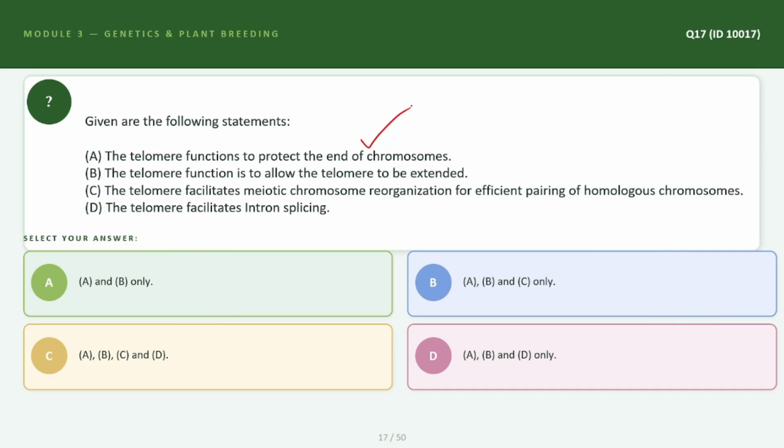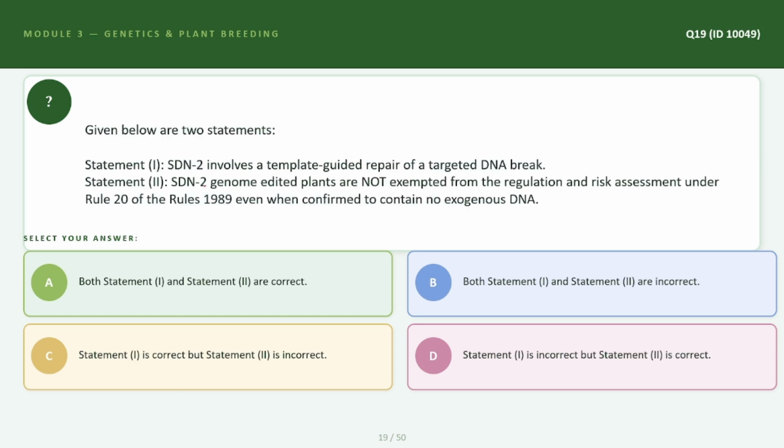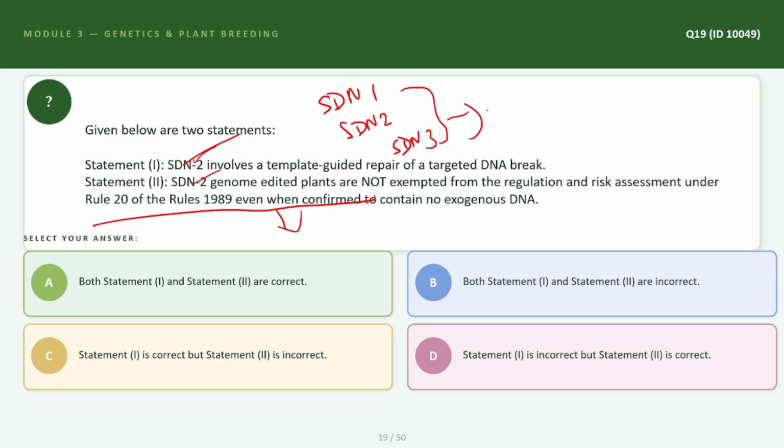Then this is again a very easy question, directly taken from the Mustard and Simmons book. Then this is also again taken from the Mustard and Simmons book. And this is a common question, like in every exam there are questions based on genome editing. You should know what is SDN1, SDN2, and SDN3. I think those who are preparing seriously for the exam already know that, I don't want to waste their time.